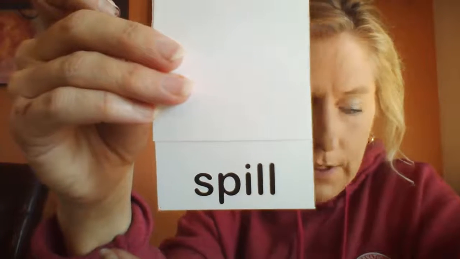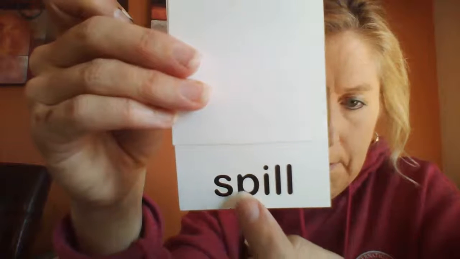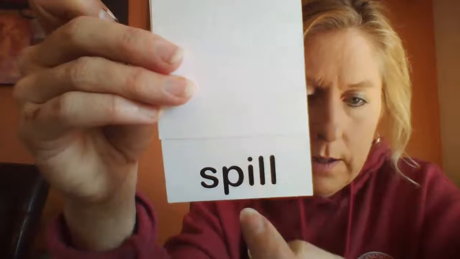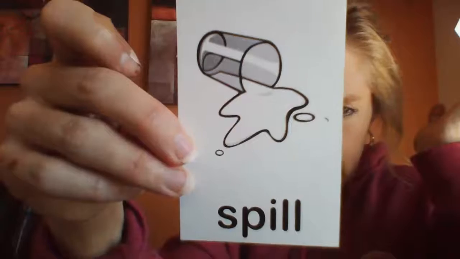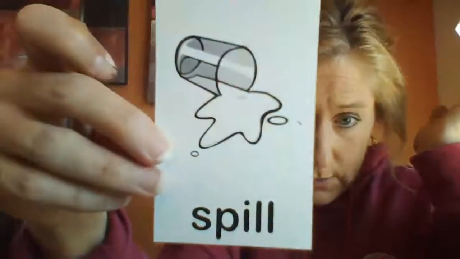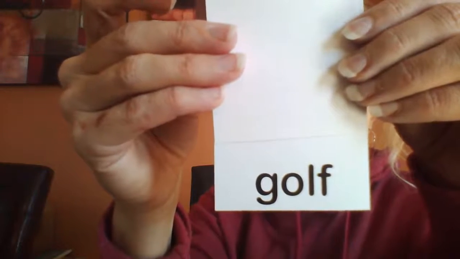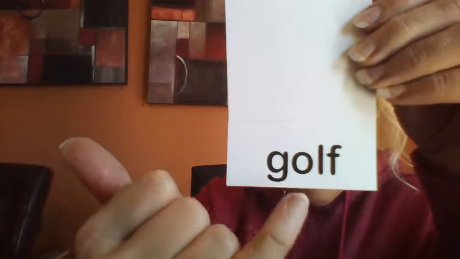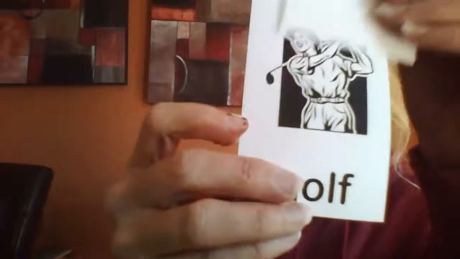Give you a second to try and read it by yourself first. Spill. Uh-oh. Reminds me of Kit's friend, Fred, I think it was, that was spilling all over the place in that book. Spill. Next word. Golf. Golf. How many of you like golf?